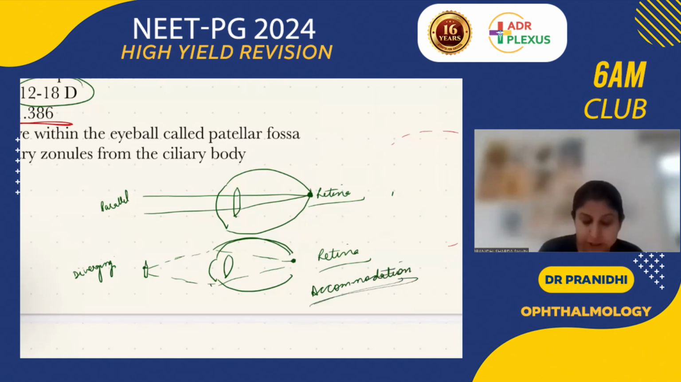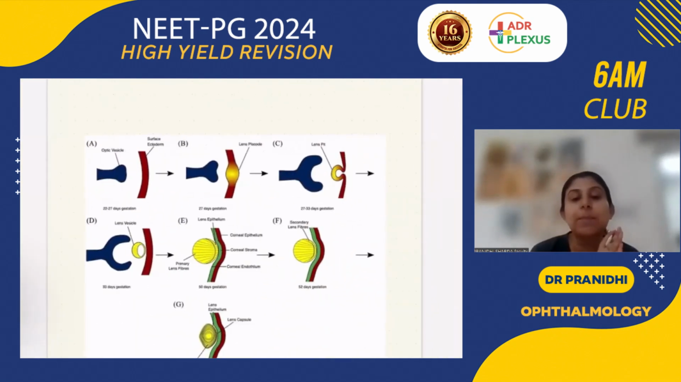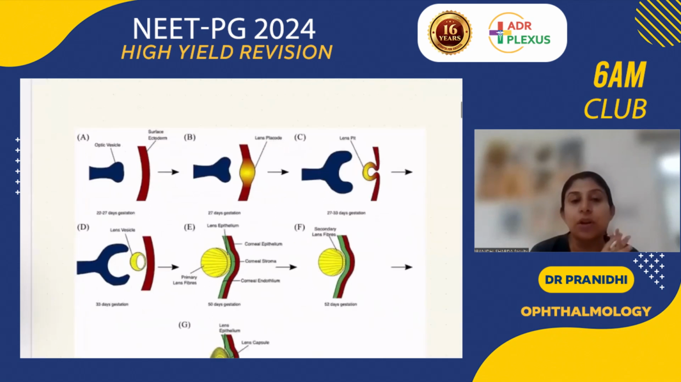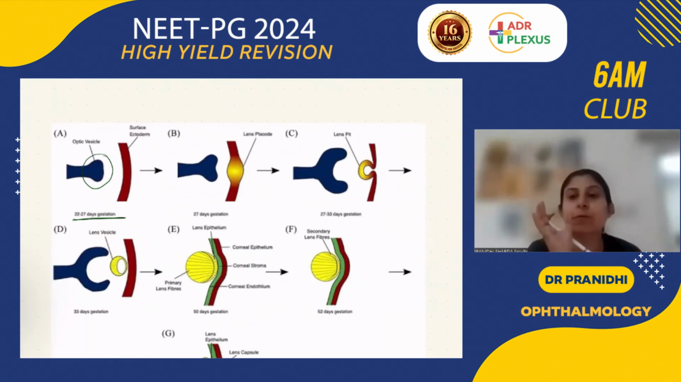And it helps in accommodation by increasing its surface area and by increasing its power. Now, how does the lens develop? What is the embryology of the lens? We know that at 22 to 27 days of gestation, the optic vesicle arises from the neuroectoderm and the surface ectoderm. This formation of the optic vesicle happens at days 22 to 27.